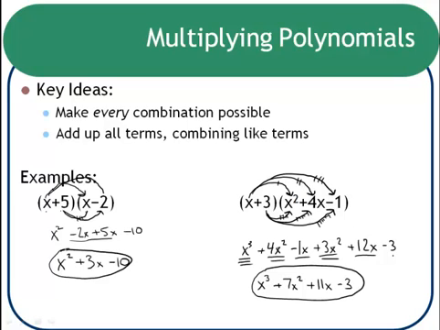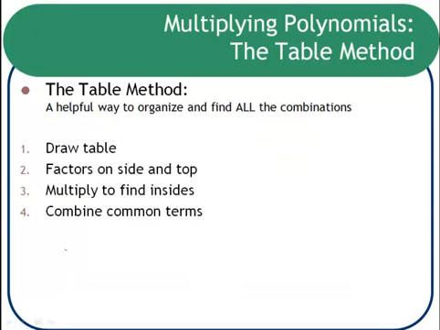So the last thing I'd like to show you today is just these same multiplications, but using a slightly different technique called the table method. So a table method is a nice, helpful way of organizing all this work and finding all the combinations. If you've ever seen what's called lattice multiplication, you're a little familiar with the table method. Lattice multiplication works like this.